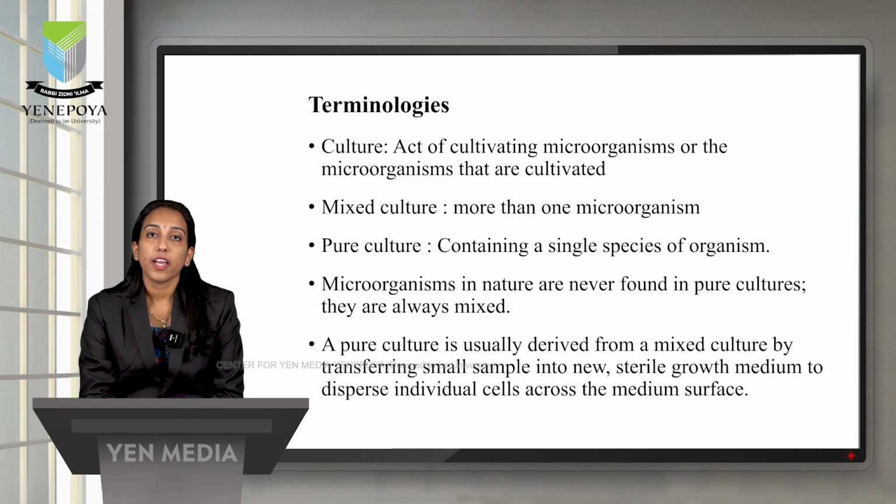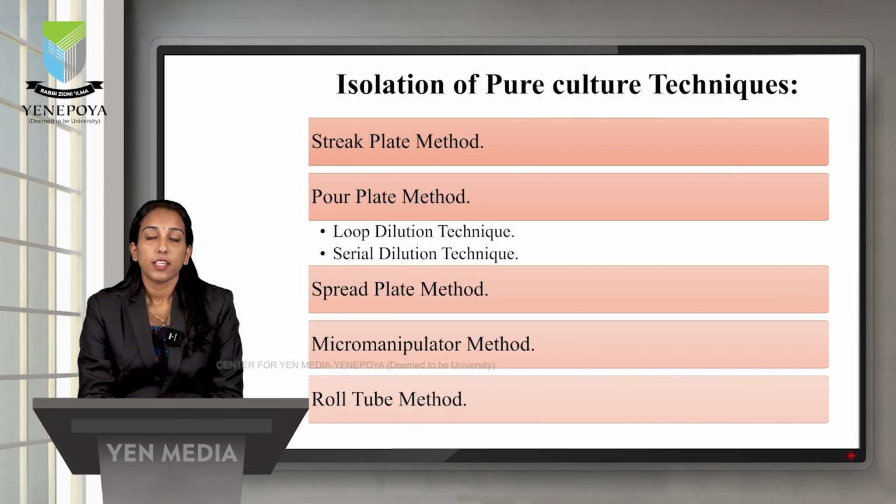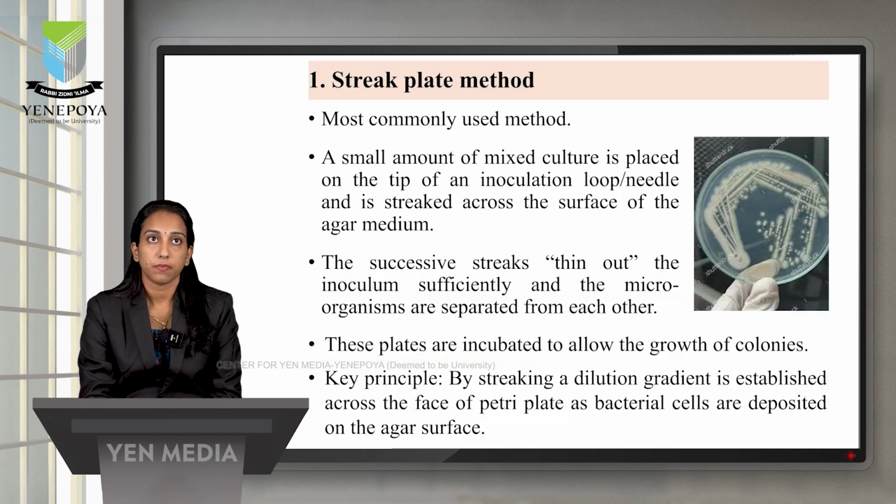In nature, microorganisms will not be in the pure form; they will always be in the mixed form, or mixed culture. So from the mixed culture we will take out the pure culture, subculturing and isolating it. Coming to the main isolation techniques for taking out a pure culture: streak plate method, pour plate method, spread plate method, micromanipulator method, roll tube method. In the pour plate method also, two types are there, loop dilution and serial dilution techniques.